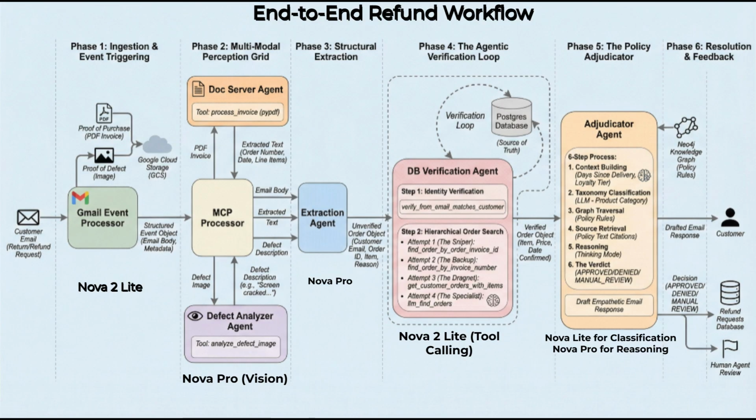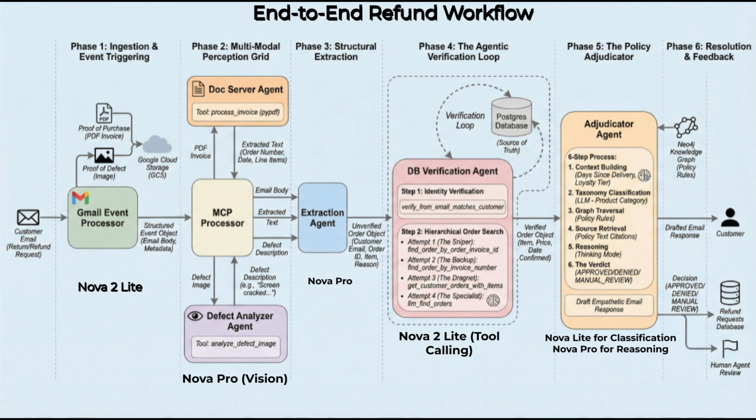Now, let's look at the end-to-end refund workflow. The Gmail event processor triggers on every new support email and extracts the core components: message, metadata, and attachments. Using MCP routing, the doc server parses the invoice and the defect analyzer runs on high-modality images to assess the damage. Next, the extraction agent uses an LLM to pull the key refund details into a structured case.